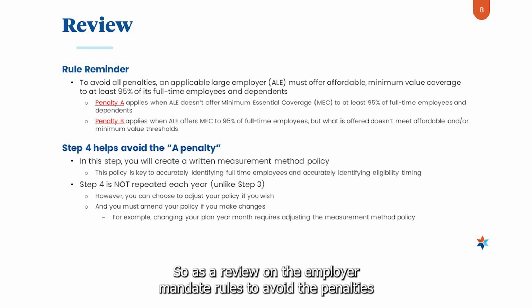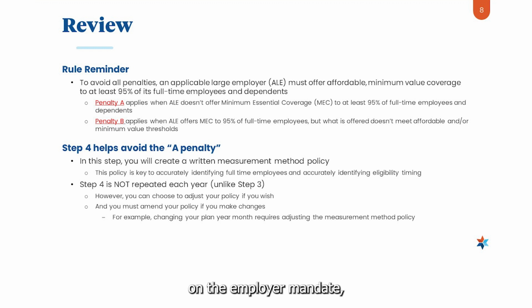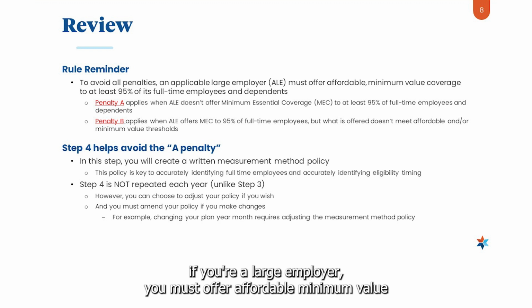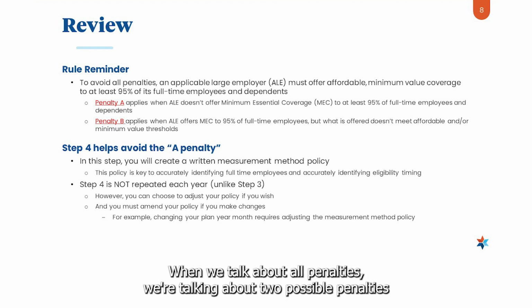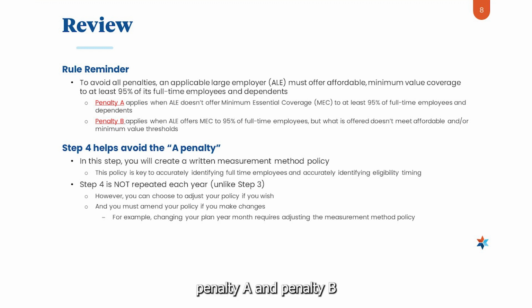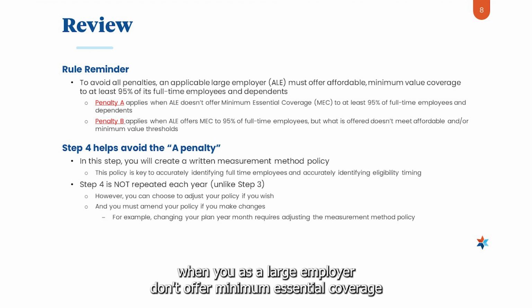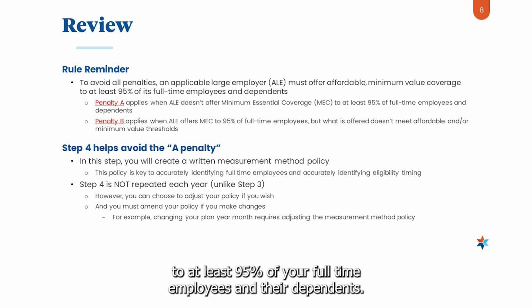So as a review on the employer mandate rules, to avoid the penalties on the employer mandate, if you're a large employer, you must offer affordable minimum value coverage to at least 95% of your full-time employees and their dependents. When we talk about all penalties, we're talking about 2 possible penalties, penalty A and penalty B. And penalty A, if you recall, applies when you as a large employer don't offer minimum essential coverage to at least 95% of your full-time employees and their dependents.